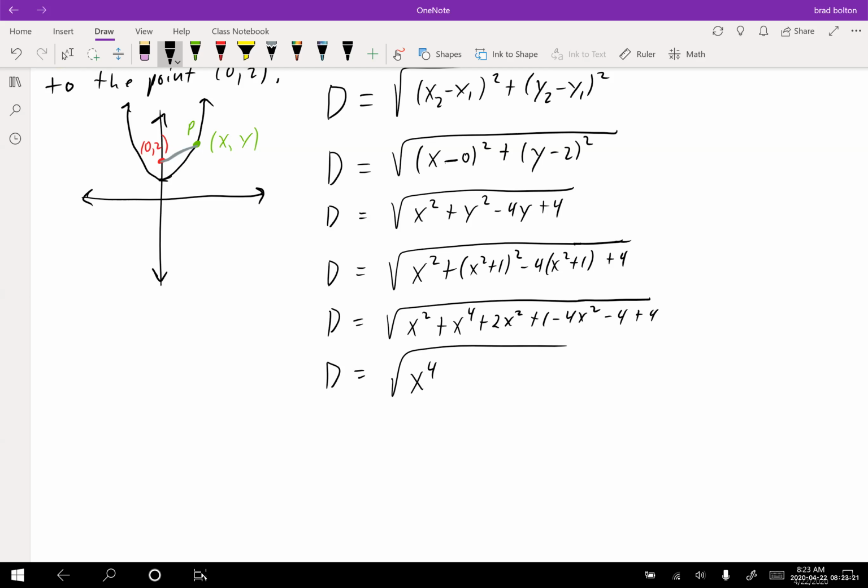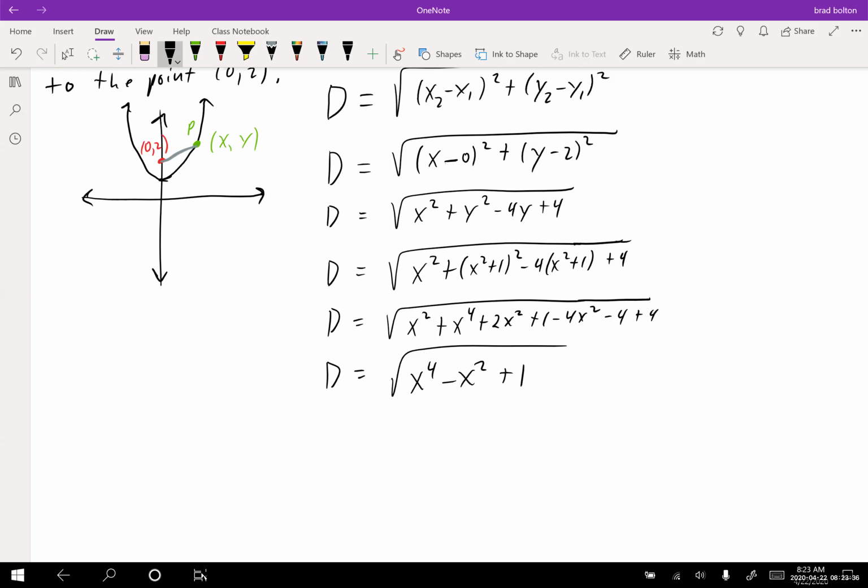Let's see, if we add all these up, we should get minus x squared. And then these two cancel, and I think it's plus 1. I think all we get is plus 1. Let me double check to make sure I'm on the right path. Sure. Okay, so now we have that.